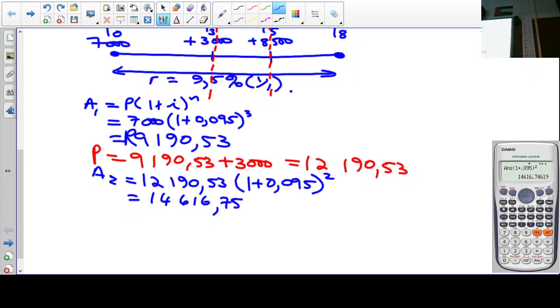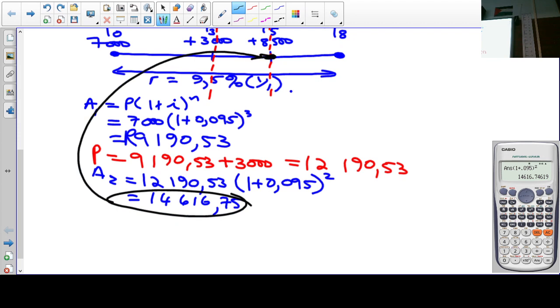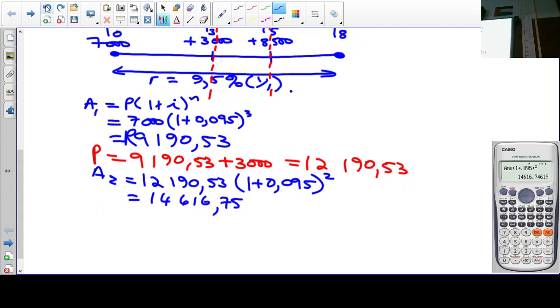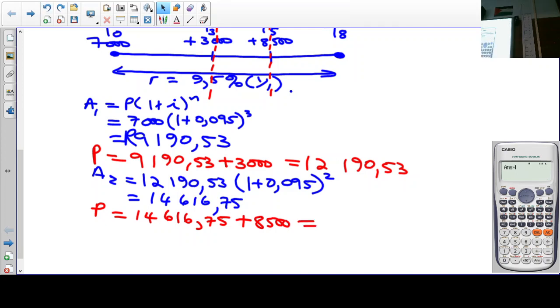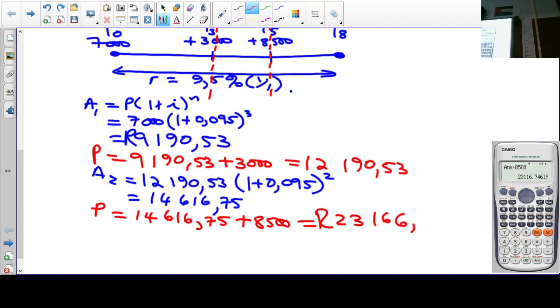People, now this is the amount that's lying at that point. But what happens? You add a further 8,500. So which value changes? The P value changes again, which is 14,616 Rand and 75 cents plus 8,500 Rand. That now gives us a total of 23,116 Rand and 75 cents. Now what?